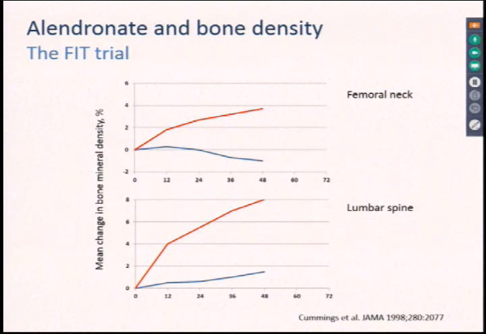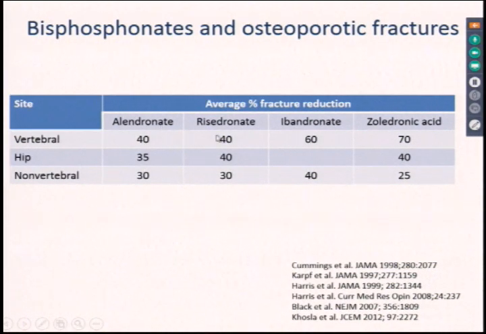We've all seen this data or something that looks like it. I've gone all the way back to the FIT trial, which was one of the original alendronate trials, but every other bisphosphonate trial has shown the same thing. You treat someone with a bisphosphonate, which is the red line here, and their bone density, in this case alendronate, the bone density at the hip and at the lumbar spine will increase in comparison to placebo, which is the blue line. More importantly, you will get significant protection from fractures. And really, at the end of the day, this is what we care about. I mean, we want the bone density to improve, but what's more important is to prevent fractures.